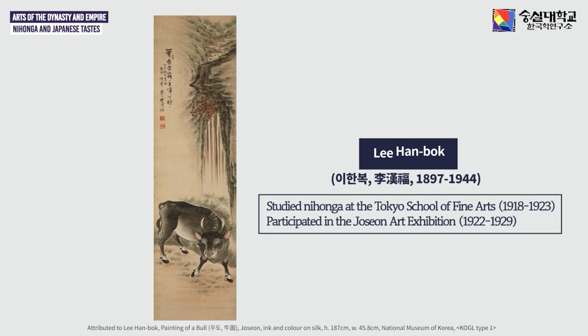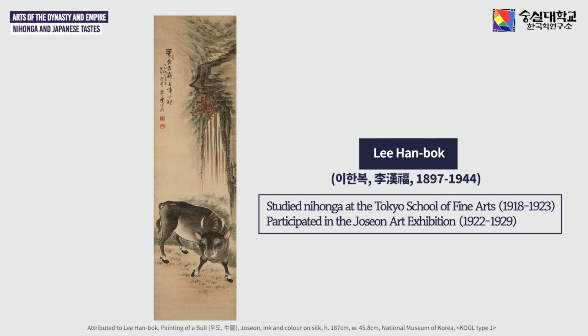However, as jurors of the exhibition were predominantly Japanese, there was a need to cater to their preferences. Naturally, many Korean Eastern-style artists of the early 20th century went on to adopt the Japanese Nihonga styles in their works. Lee Han-bok, who had studied under Jo Seok-jin and An Jung-sik in Seoul, absorbed Nihonga techniques while studying in the Nihonga department of the Tokyo School of Fine Arts from 1918 to 1923.